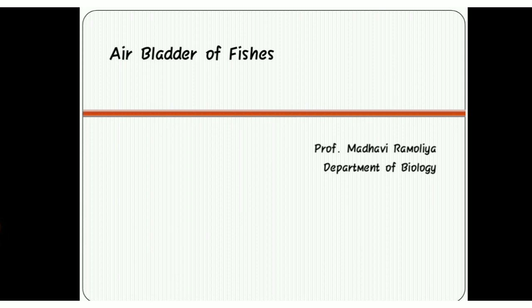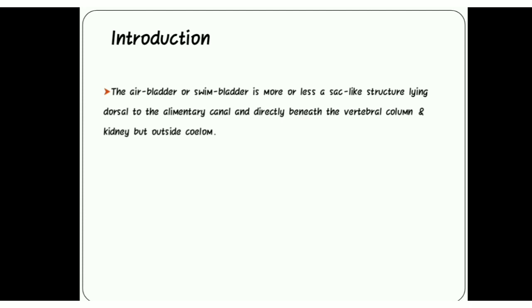In today's session, we are going to discuss the air bladder of fishes. It is also known as the swim bladder of fishes. Now we will discuss the introduction of the air bladder in fishes. The air bladder or swim bladder is more or less a sac-like structure lying dorsal to the alimentary canal and directly beneath the vertebral column and kidney, but outside the coelom.